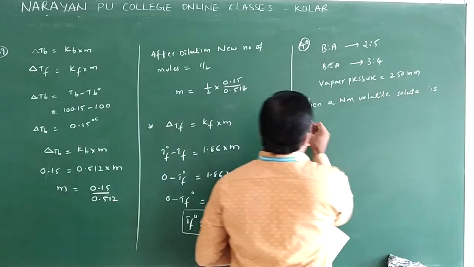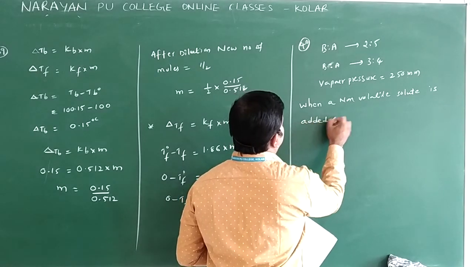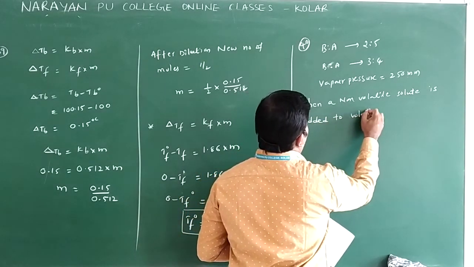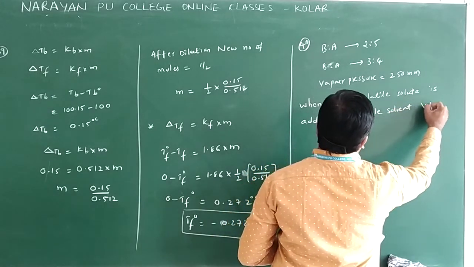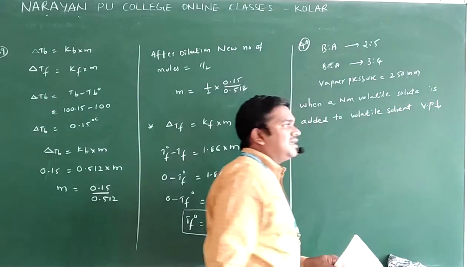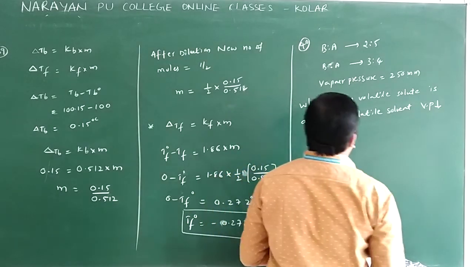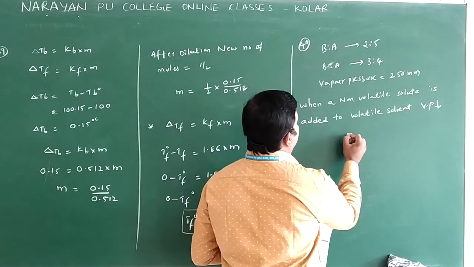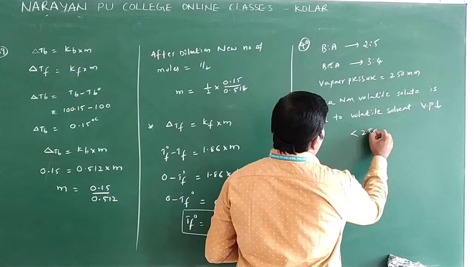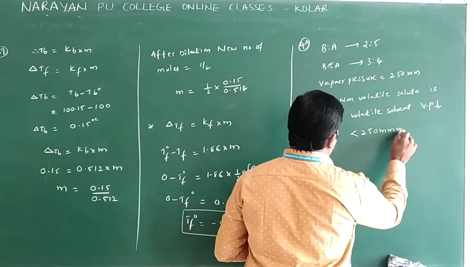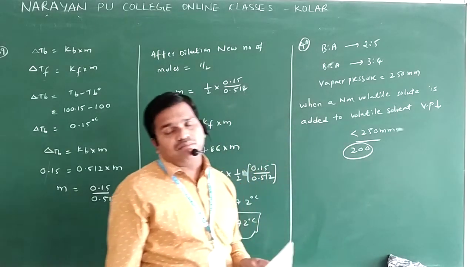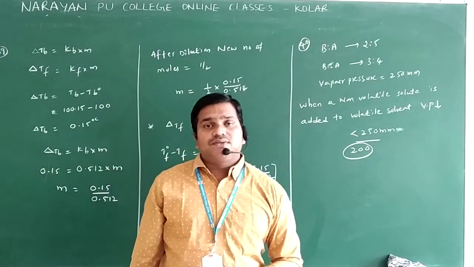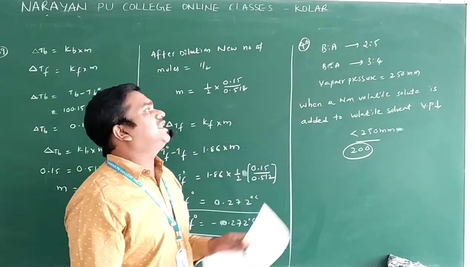When a non-volatile solute is added to a volatile solvent, the vapor pressure of the solution decreases. So the answer will be less than 250 mm. So what is your answer here? That is 200 mm. Clear? So this is the concept-oriented method only.